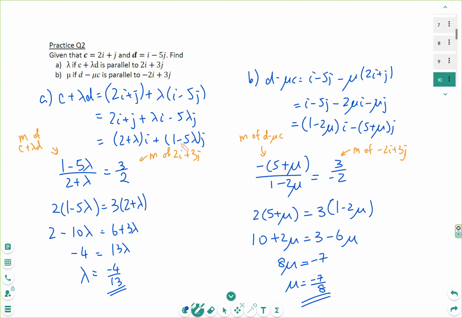So 1 minus 5 lambda is the j component, or what do we call it? The coefficient of j over the coefficient of i. Sometimes I call it the i component, sometimes the j component, and some call it the coefficient of i. Whichever way you get it. So it's (1 minus 5 lambda) over (2 plus lambda) equals 3 over 2, because there's a gradient of 2i plus 3j. It's the coefficient of j over the coefficient of i. Cross multiply them, simplify the algebra, you should get minus 4 over 13. Same with B, and here's the answer.